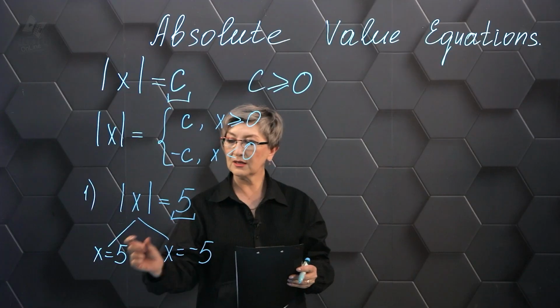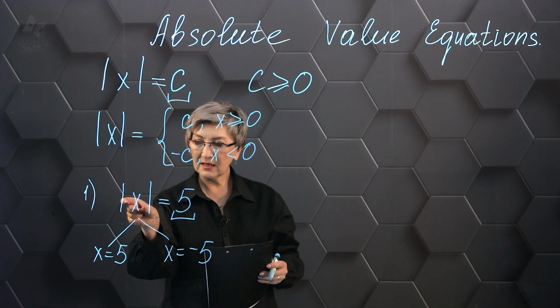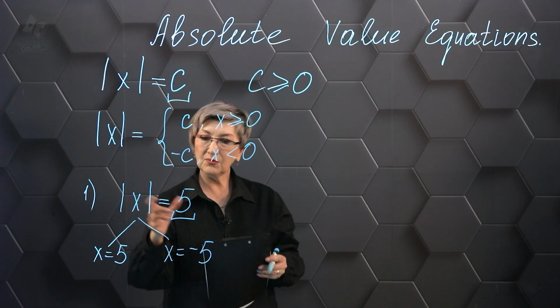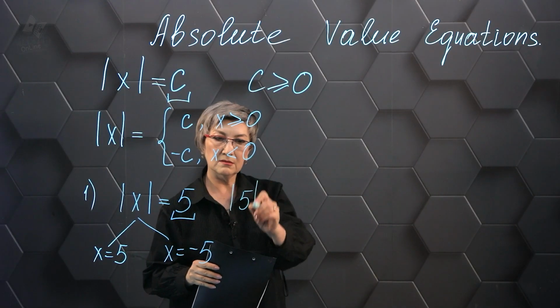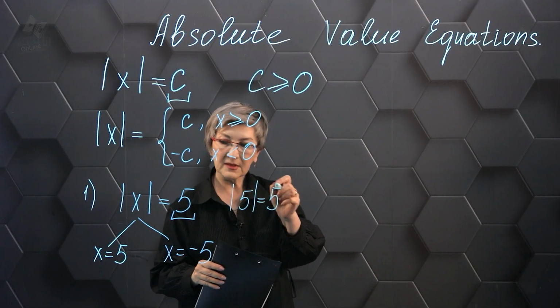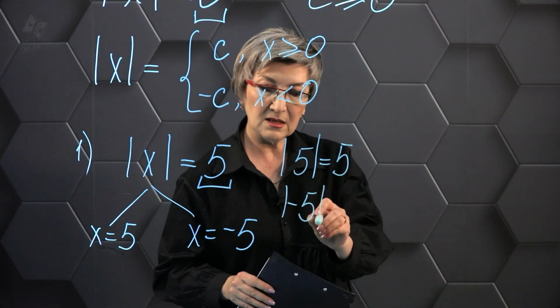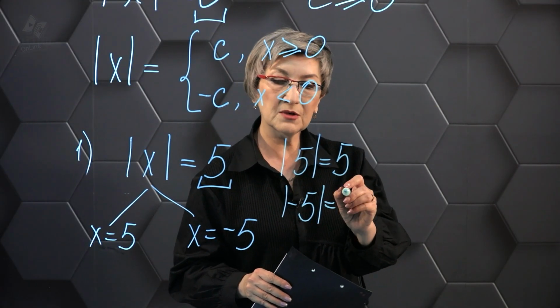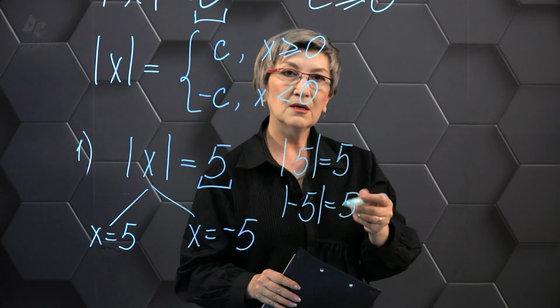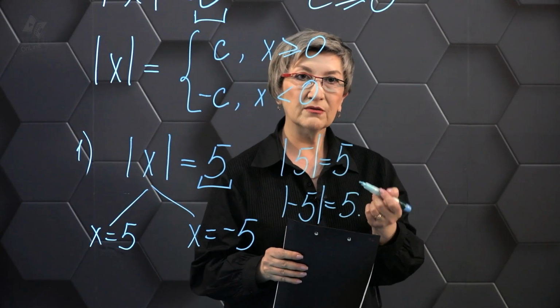What does that mean? If I substitute 5 for x, then the modulus of 5 is 5. And if instead of x, I put the number minus 5, then the modulus of minus 5 is also 5. We solved the equation correctly.